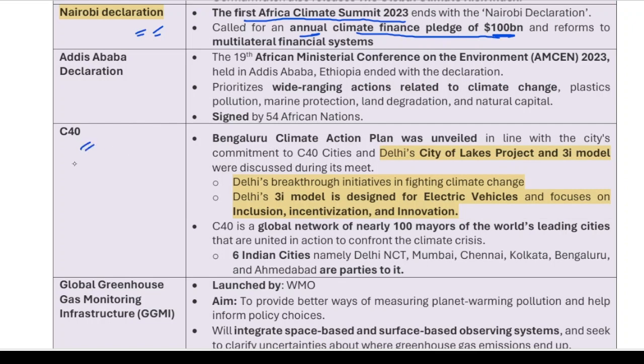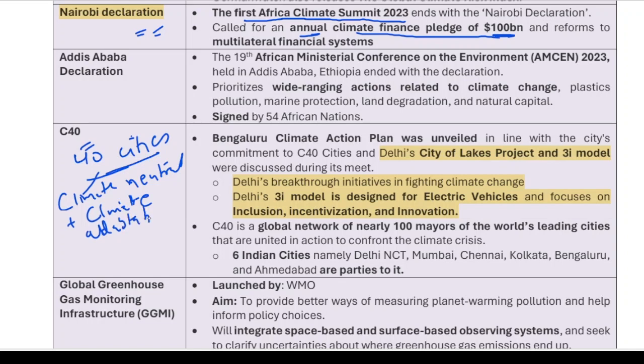C40 is a collective of 40 cities. What do these cities want? These cities want to become climate neutral as well as climate adapted, with emission reduction and adaptation. This is the major aim of these C40 cities.